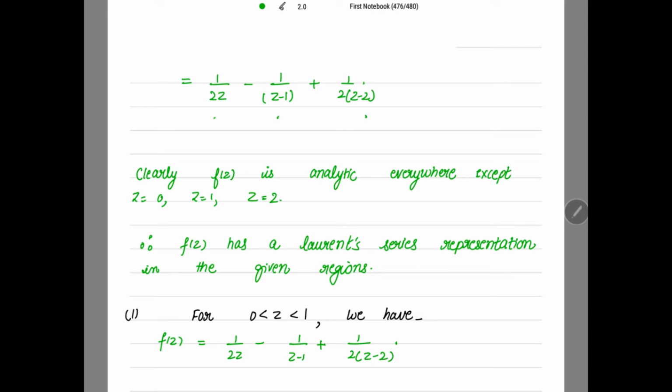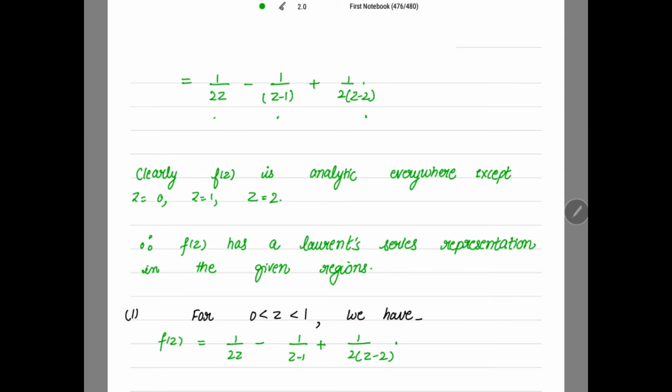So clearly f(z) is analytic everywhere except z equal to 0, 1, 2. Therefore, f(z) has a Laurent series expansion in the given regions. For z lying between 0 and 1, first one, we got the expression as f(z) equal to this. Now what is given to us? Mod z is less than 1, right?